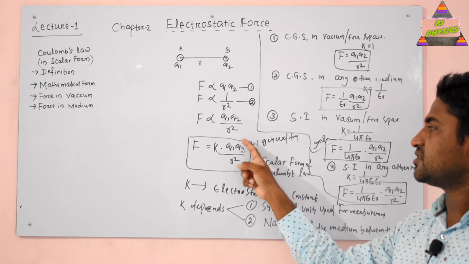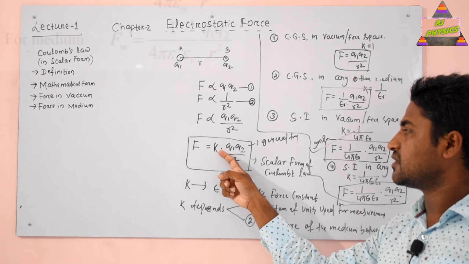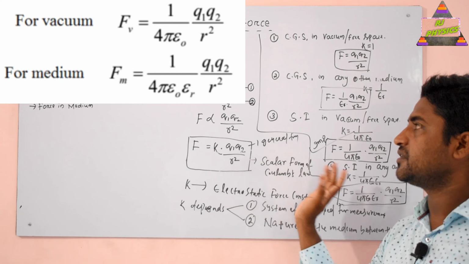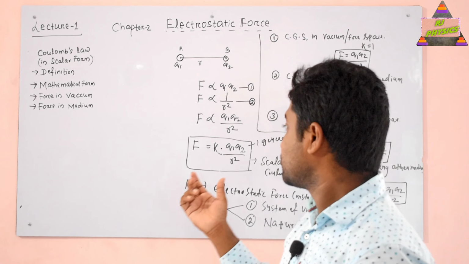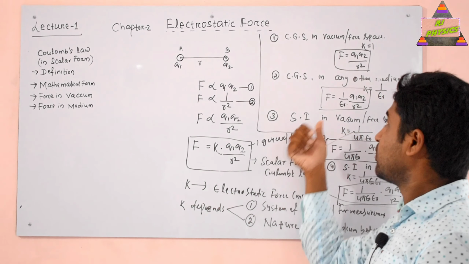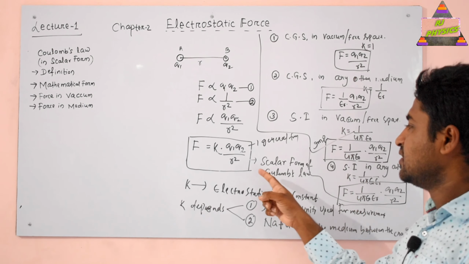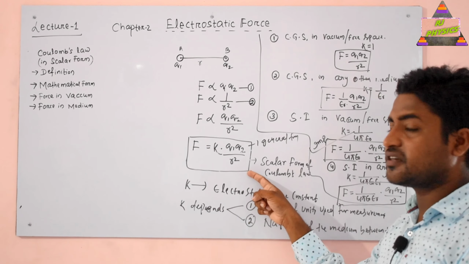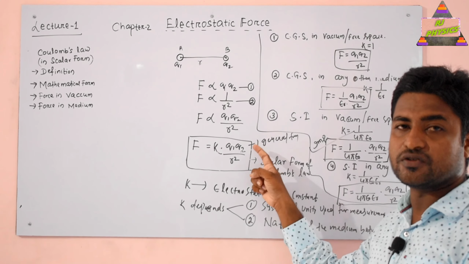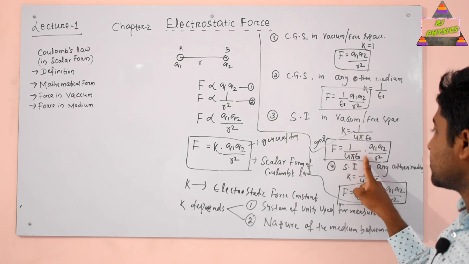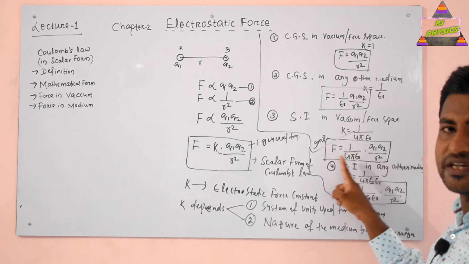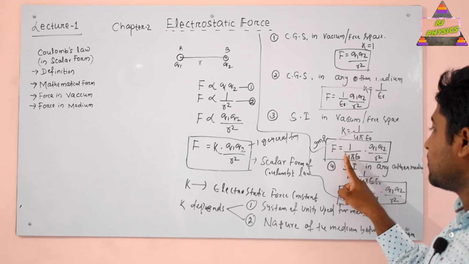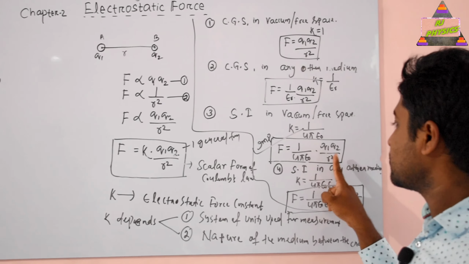Otherwise you can make use of this general formula, which is F is equal to k into q1 q2 divided by r square. This is all about the scalar form of Coulomb's law. You have to remember these formulas. These are the 5 formulas, but you have to always remember this general formula, that is F equal to k q1 q2 by r square. Next, you have to remember this formula. This is very, very important because maximum numericals will be based on this formula, that is F equal to 1 by 4 pi epsilon naught q1 q2 by r square.